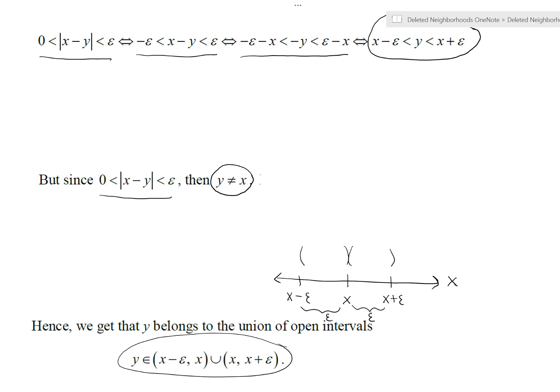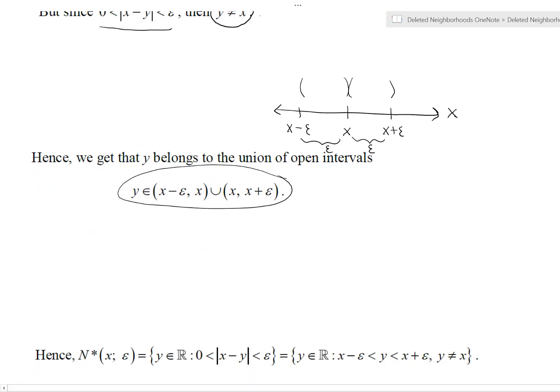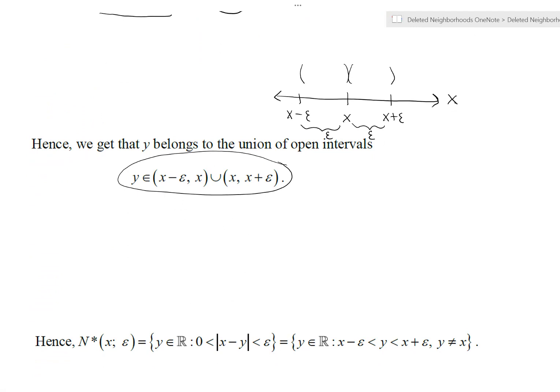If this was just a neighborhood that was not deleted, then we would include the x. And that's the big difference. So this is all said right down here, everything we just stated. A deleted neighborhood of x with a radius of epsilon is the collection of values, column-wise, so that the magnitude of x minus y must be less than epsilon and bigger than 0, which is the same thing as saying take all the values between x minus epsilon and x plus epsilon, but do not include that center x.